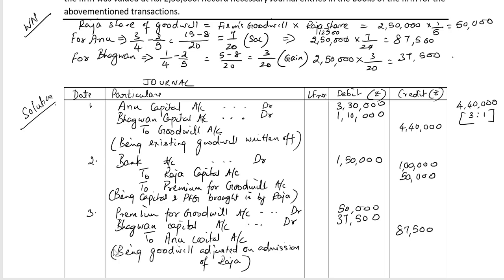So whenever there is an existing partner gaining, then we need to debit his capital account with the goodwill of the firm multiplied by his gain. And to get the amount, we need to credit the sacrificing partner by, again, taking the value of goodwill of the firm and multiplying it into his sacrifice.